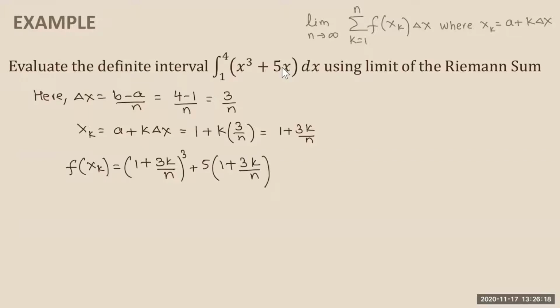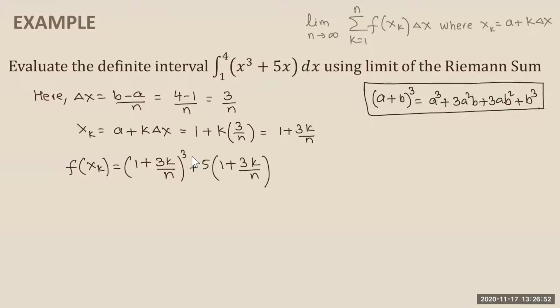We can simplify this one by multiplying and expanding this. In order to expand 1 plus 3k over n raised to 3, you may want to use this formula. If you remember the formula for the cube, a plus b cubed will be a cubed plus 3a squared b plus 3ab squared plus b cubed. I'm going to use this algebraic formula in order to expand this.